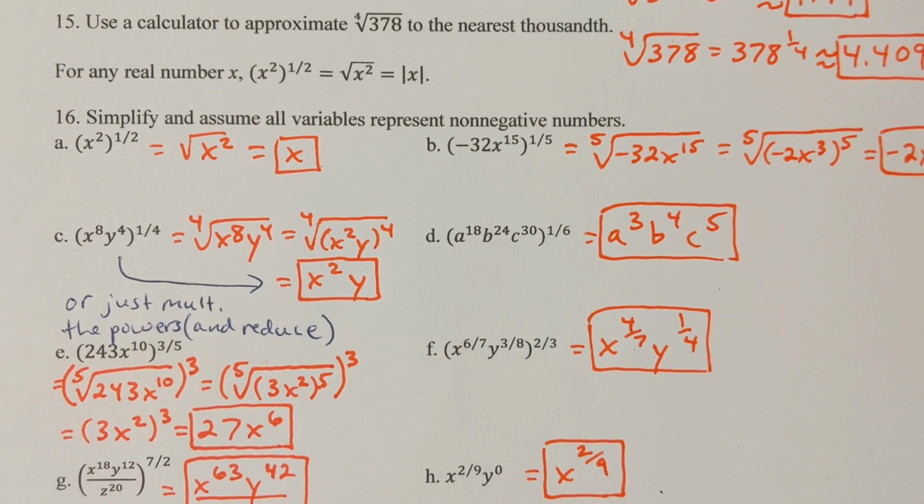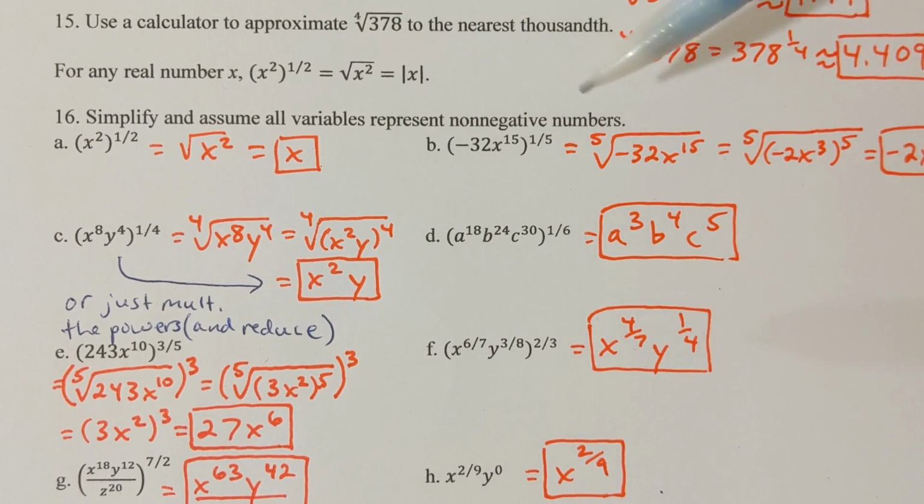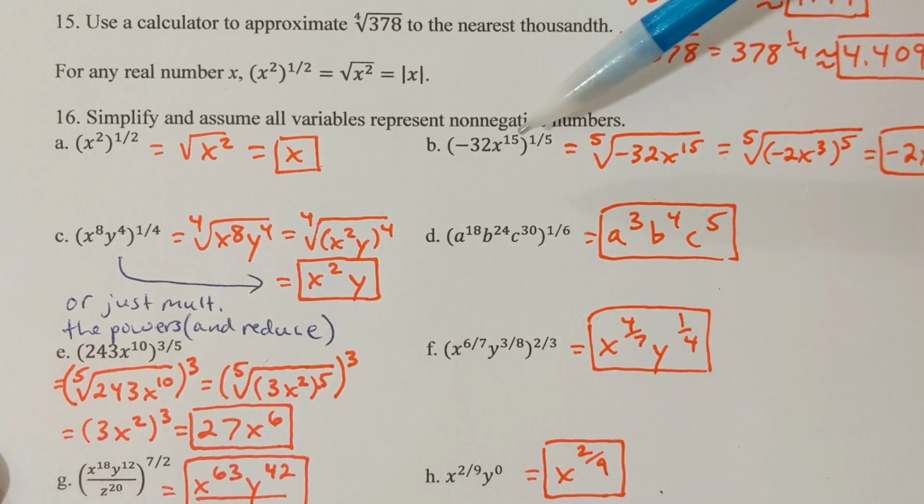Now, again, more times than not, for most of the problems in this chapter, they're going to say simplify and assume that all variables represent non-negative numbers. But be careful about that, because if it just says simplify, you'd want to make sure that you're using absolute value notation if it's necessary. Okay. Let's take a look at part B.